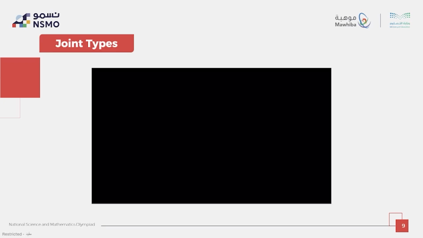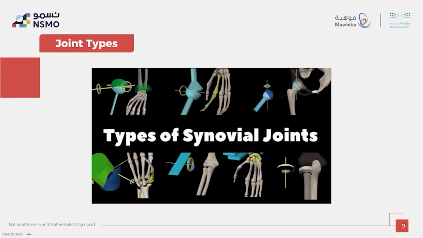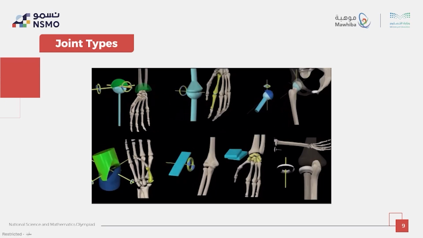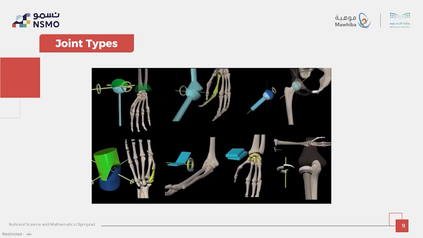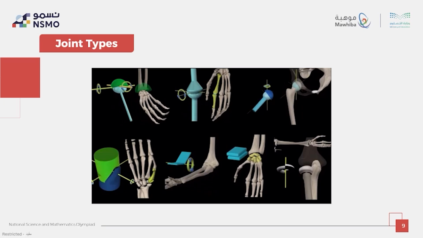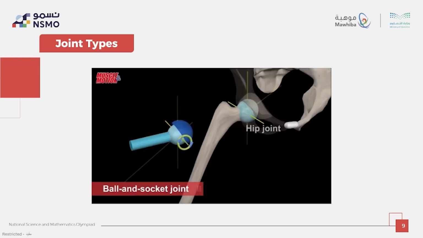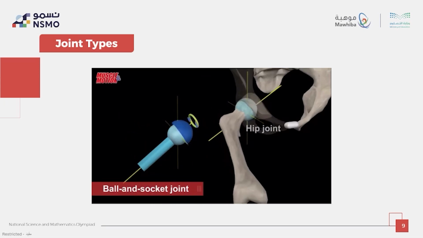We are going to watch a video that demonstrates joint movement. Notice the shape and direction. They reveal the joint type. Okay, let's begin. The first one, I think it's the ball and socket joint. Yes, that allows movement in almost all directions, including rotation.